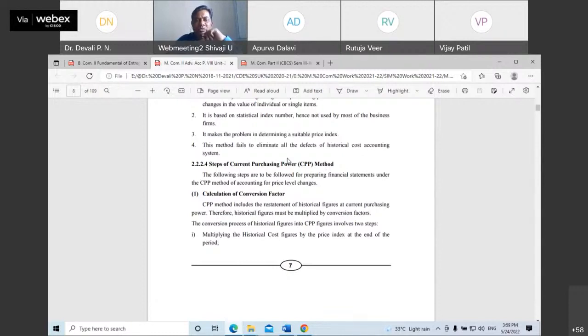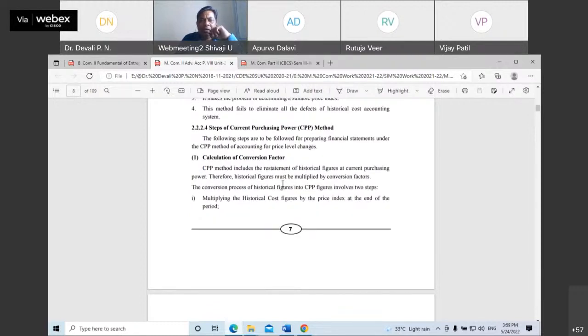And it is not easy to determine the suitable price index. Another is that this particular CPP method cannot prove itself, or it fails to eliminate all the defects of the historical cost accounting system. So a number of things are there, and we are going to adopt some of the things of historical cost accounting also.